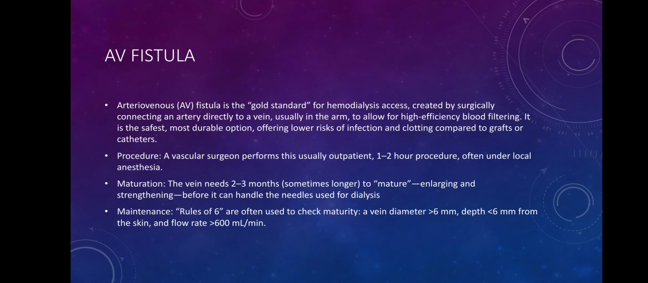For the maintenance of the AV fistula, there is the rule of six, often used to check maturity: vein diameter greater than 6 millimeters, depth less than 6 millimeters from the skin, and flow rate greater than 600 ml per minute.